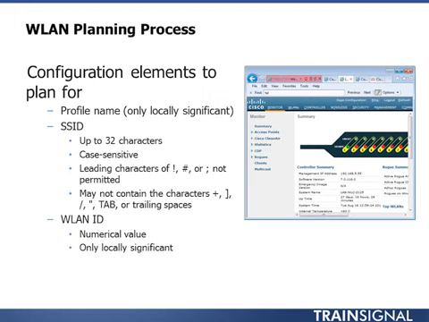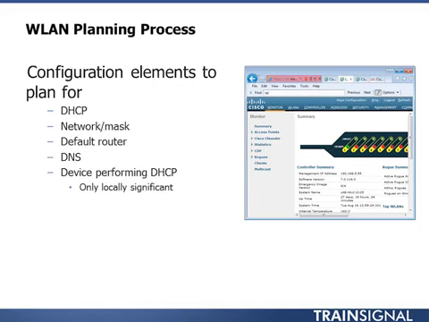For your wireless LAN SSID, the 802.11 standard mandates that it's up to 32 characters. It is case sensitive, and there's a whole bunch of characters that you cannot use. So you normally call it something like company A, employee connection. And then you give your wireless LAN an ID. Again, this only has local significance, like the profile name, within the wireless LAN controller, and it's a numeric value.